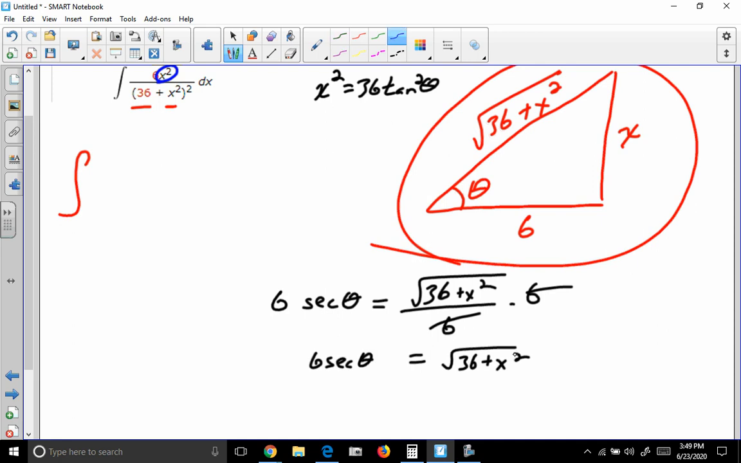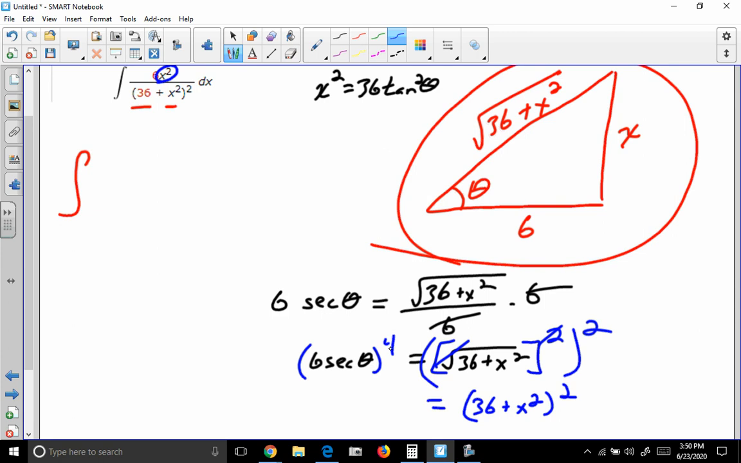So how do we turn this into 36 plus x squared all squared? Well, we would raise it to the 4th power. If we squared that, it would just make the square root go away. We would need to take that and square that, which is equivalent to raising it to the 4th power. So that square root and that square cancel. So 36 plus x squared to the 2nd power equals 6 to the 4th times secant to the 4th.